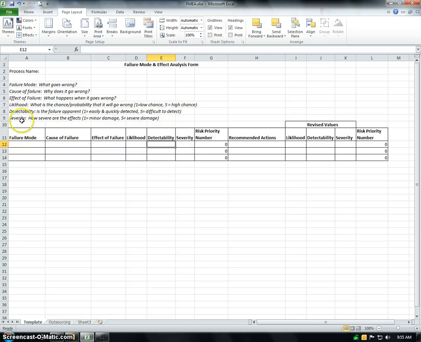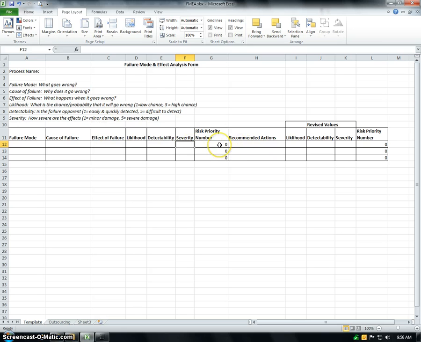The last scoring criteria here is the severity. So how severe are the effects? 1 is some kind of minor damage. 5 is severe damage, and that damage might be to a person. You think about a 5 in severity might be a product where a failure would cause a loss of life or some kind of severe accident. Maybe a 1 in terms of damage might be some customer complaints, maybe where you don't lose customers necessarily.